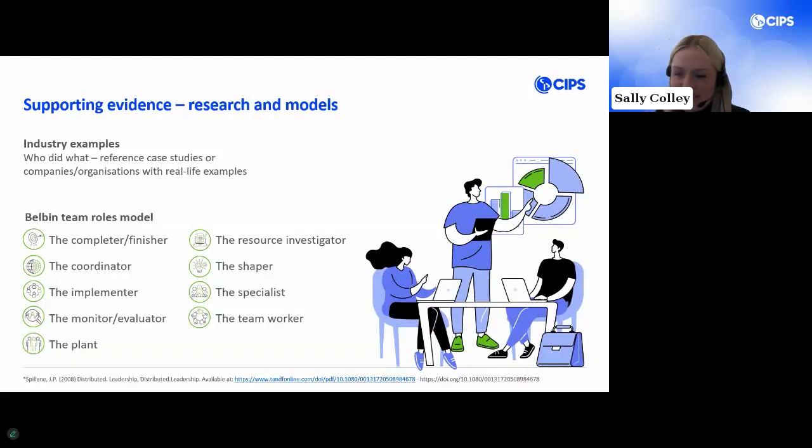What I would like you to take away from this workshop today is that when explaining distributed leadership, or your particular topic that your question is based on, use research and real-life examples to give your argument that extra weight. It shows that you've done your homework and it connects the theory to practice in a really meaningful way.